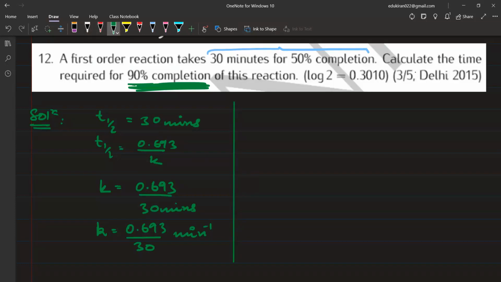So what they are asking me is the time taken for when A, the remaining concentration, is equal to 10. So if it is 10, what will be the initial? Initial would be 100. And K is equal to 0.693 divided by 30 in minute inverse. Now please see what they're asking.